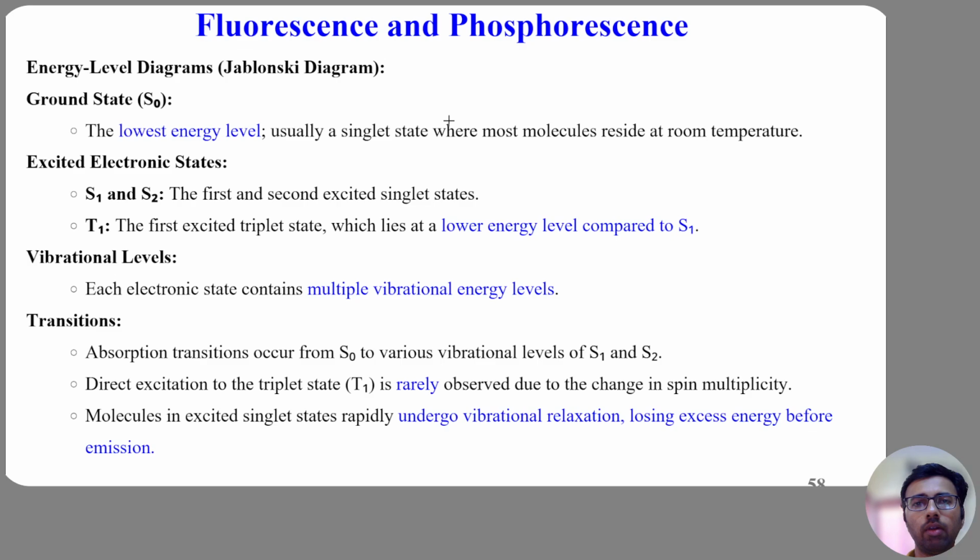Each electronic level contains many vibrational sublevels. Absorption transitions promote molecules from S0 to vibrational levels within S1 or S2. Direct excitation to T1 is rarely observed because spin change is forbidden. After excitation, molecules rapidly undergo vibrational relaxation, losing excess energy before emission occurs.